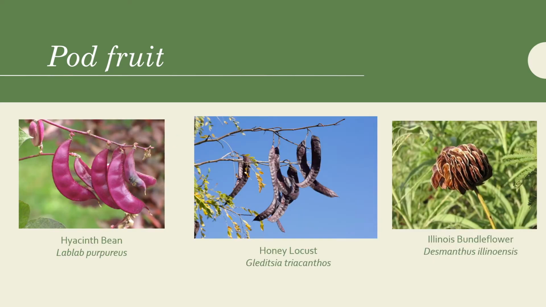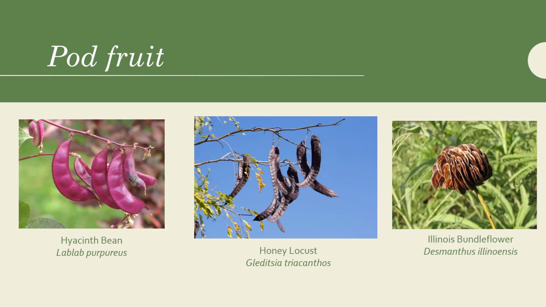These are some examples of that. So we have three distinct pods from different legume species here. On the left, we have hyacinth bean or Lablab purpureus. These guys typically have really short, stocky bean pods that are like a bright purple color. You can see the actual seeds inside the pod there. There's only like anywhere from 4 to 5 within every pod.